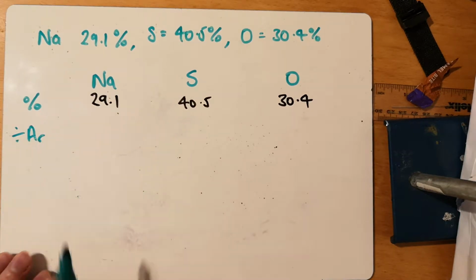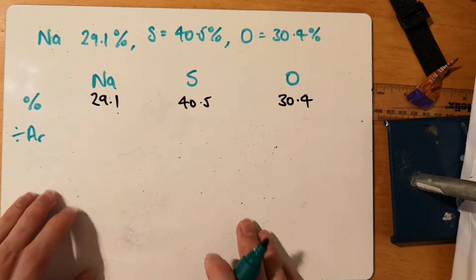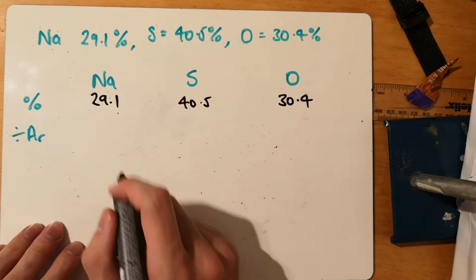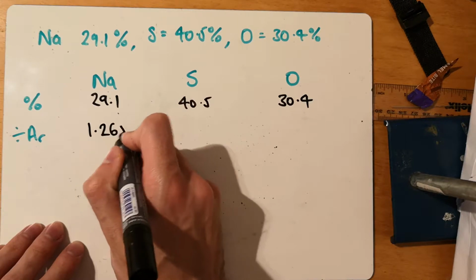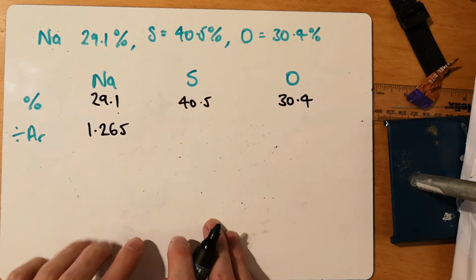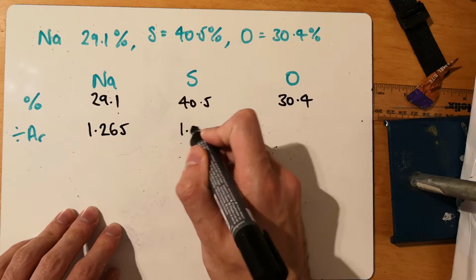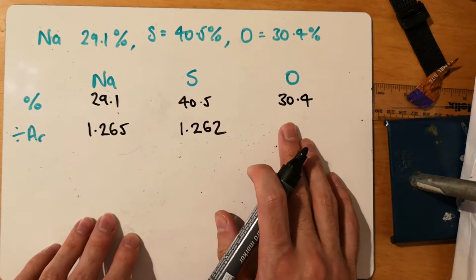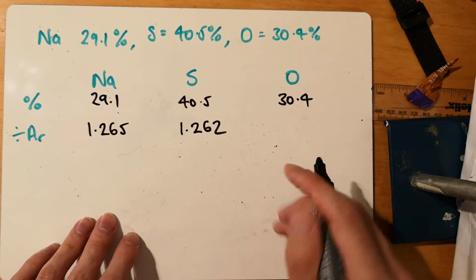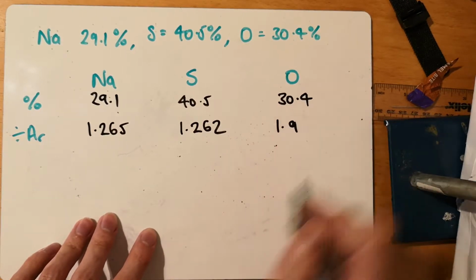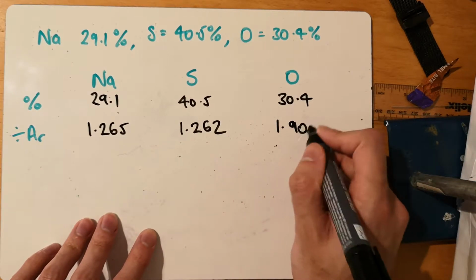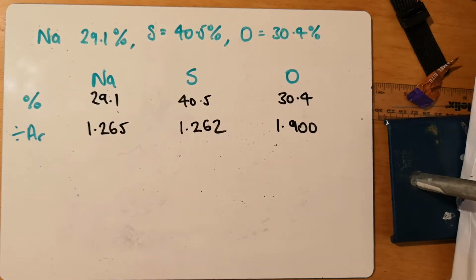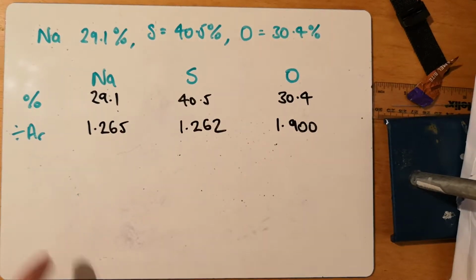My first step is going to divide again by their atomic masses. So sodium divided by 23 will be 1.265. Sulfur divided by 32.1 will be 1.262. So you've got two very similar numbers there. And oxygen, 30.4 divided by 16, is going to give me exactly 1.9. Just to keep the pattern, to show I'm going to 3 decimal places each time, I'll put 2 zeros in, even though it's a bit redundant.